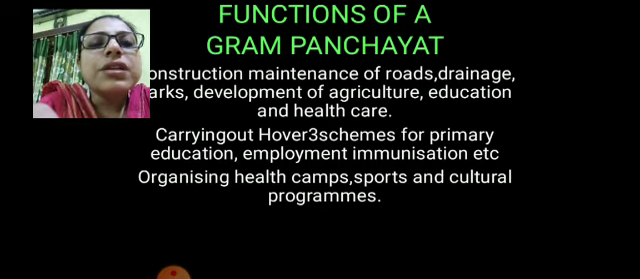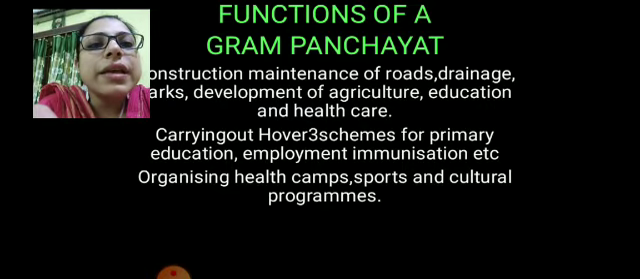Now, what are the functions of a Gram Panchayat? There are various functions associated with a Gram Panchayat. They are construction and maintenance of roads, drainage, park, development of agriculture, education and healthcare, carrying out schemes for primary education, employment, immunization, etc., organizing health camps, sports, and cultural programs as well.